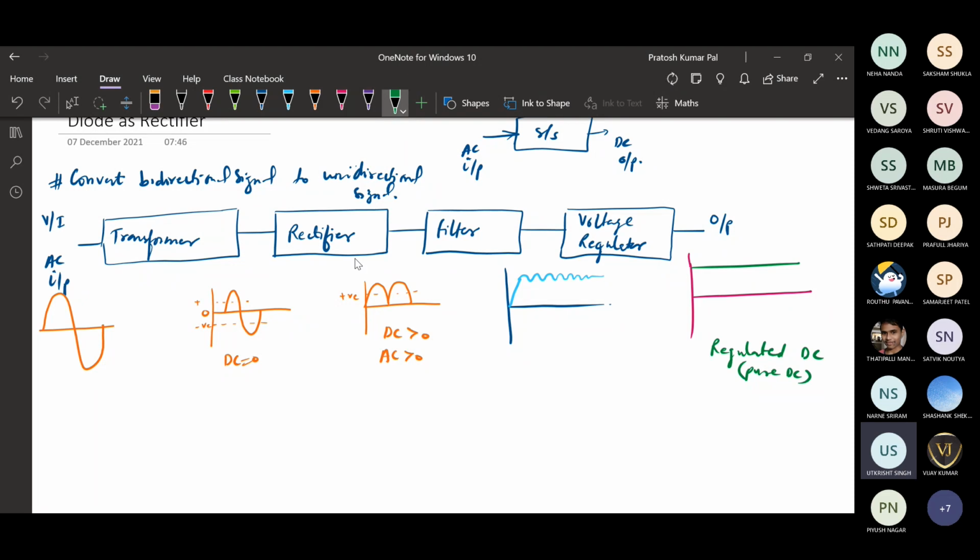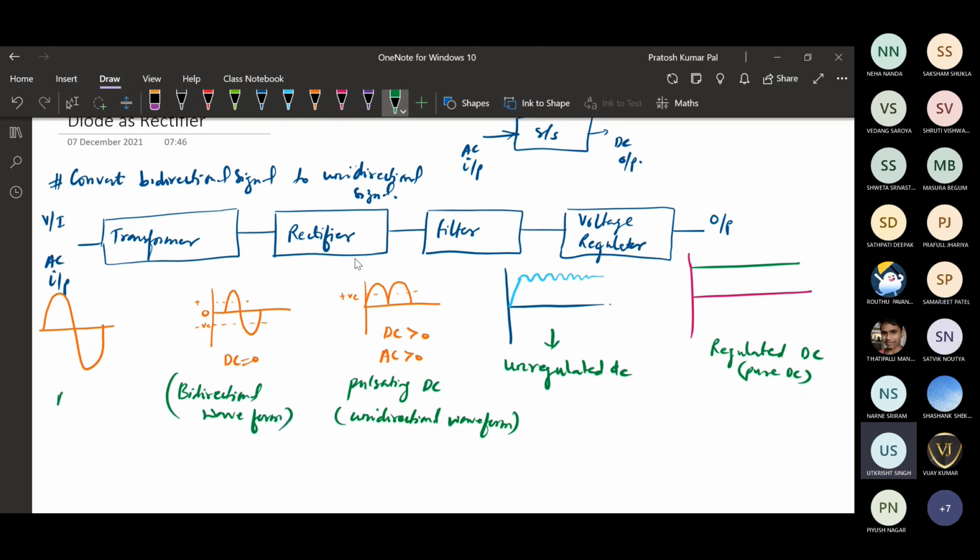This waveform is called unregulated DC. And this waveform of the rectifier is called pulsating DC, or we call it a unidirectional waveform, and this is bidirectional, okay, and this one is the AC.